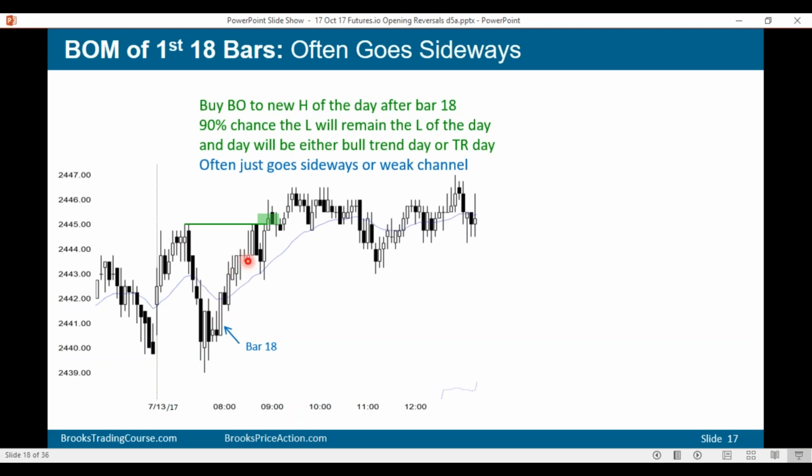that are sideways. When you get the 18 bar breakout, yes, 90% chance this will remain the low of the day. However, when there's this much sideways trading, chances are we're not going to have a bull trend. Chances are the day will remain mostly a trading range day.